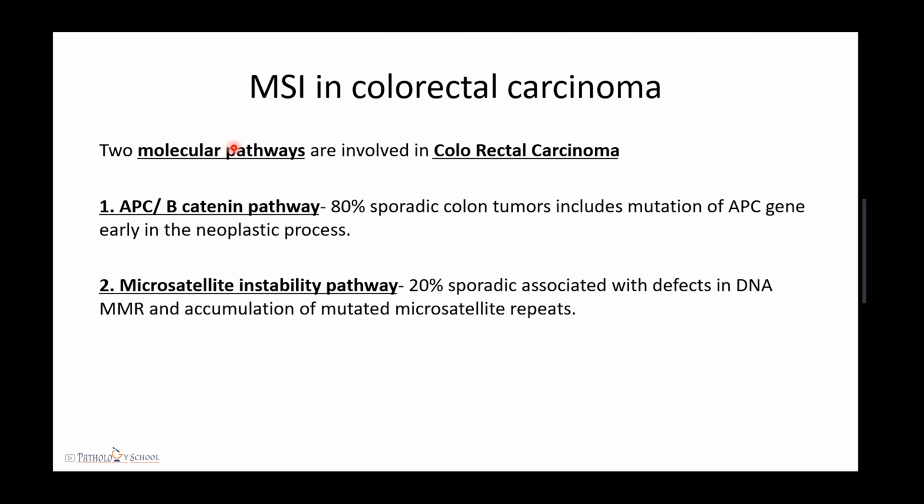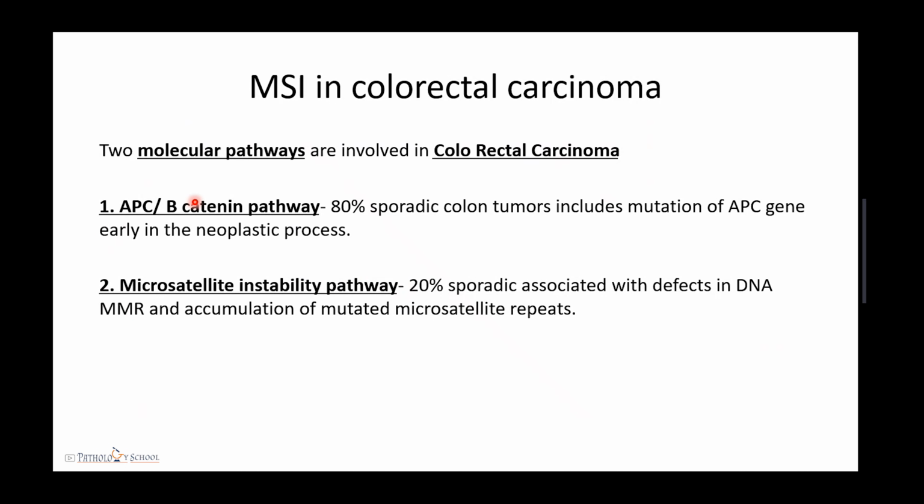Now, MSI and colorectal carcinoma. So there are 2 molecular pathways which are involved in the colorectal carcinomas. So the APC beta catenin pathway, this will lead to adenocarcinoma of the colon. And the microsatellite instability pathway will be related to the microsatellite instability syndrome or the Lynch syndrome.